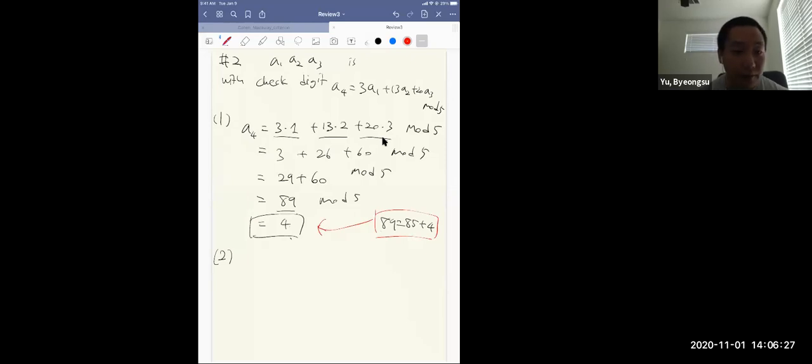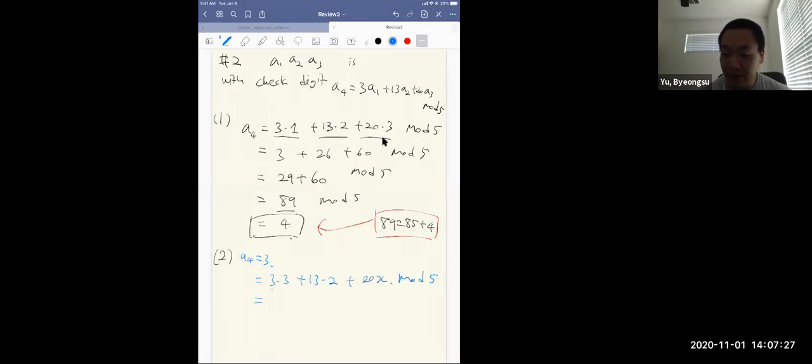And the next problem is, can you find the missing value of the code word 32x3? If yes, then write y, otherwise write n. To figure out whether we can find it or not, just try to find it, right? First of all, we know that our A4 is 3. It is already given, because the missing number is in A3, but A4 is already determined as 3. So A4 is 3, and this should be the same as 3 times 3, because A1 is 3, plus 13 times 2, because A2 is already given. And since we don't know what x is, it is 20x mod 5.